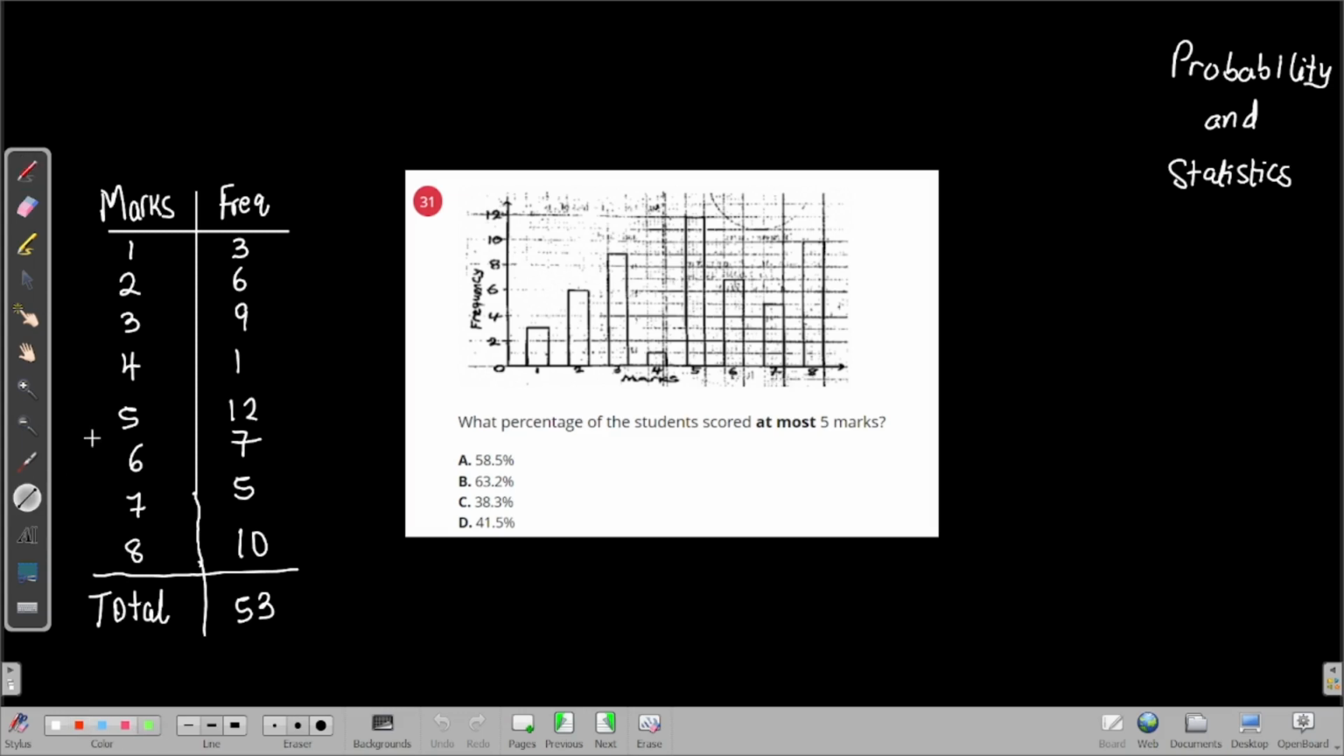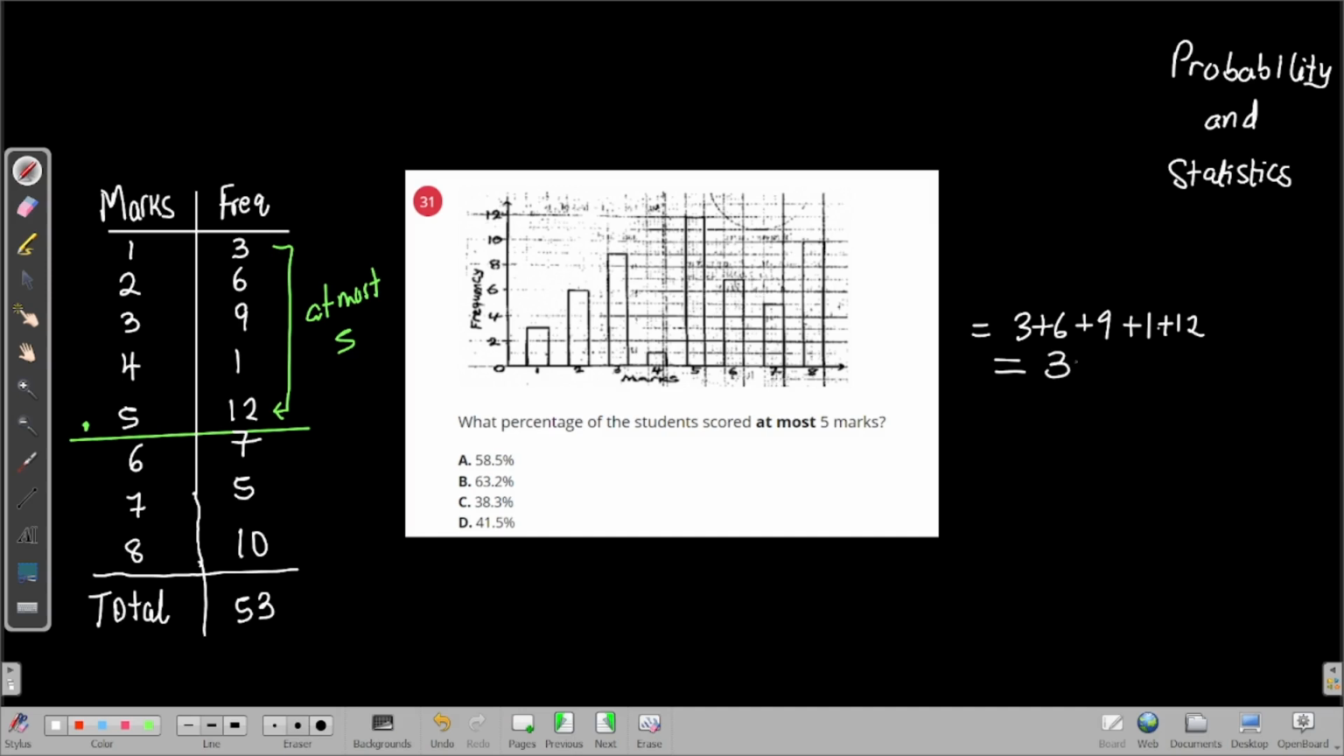So I'm going to stop counting here. Our concern is these students. You can see that the highest mark here is 5. So what's the number of students that scored at most 5? You have to add all of them: 3 plus 6 plus 9 plus 1 plus 12. That's 31. So these are the students that scored at most 5 marks.